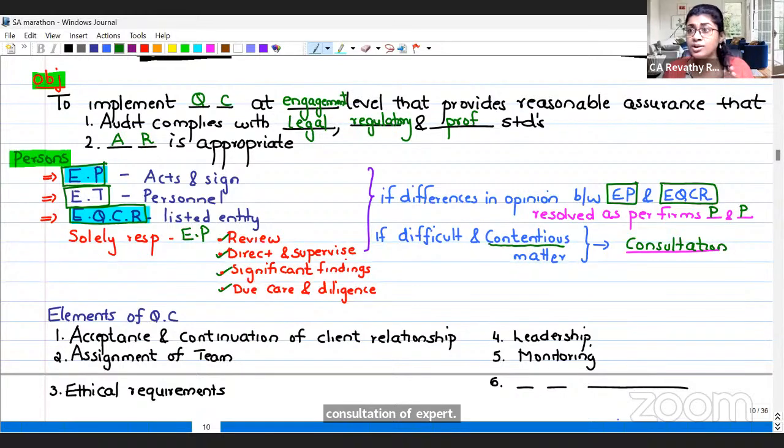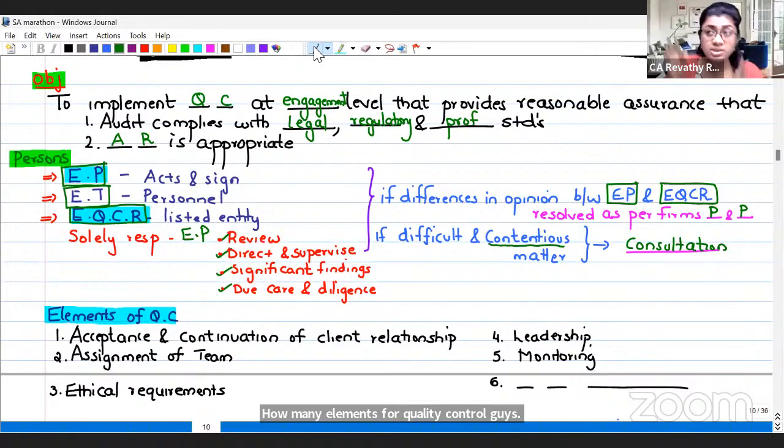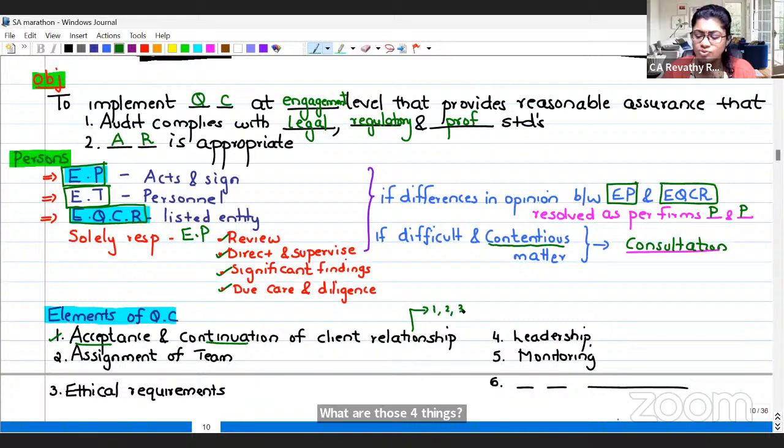So entire SQC and 220 were talking about quality control. So how many elements for quality control, guys? 6 elements. So just imagine a client is coming. Whether to accept and continue the client relationship. While you accept and continue the client relationship, you have to see 4 things: integrity of client, engagement team's competence and capability, significant matters, then ethical requirements. Then you will assign the team. Team should be competent and capable. Then you will see the ethical requirement, identify threat, safeguard, appropriate action, leadership. Who will be the leader? Engagement partner.